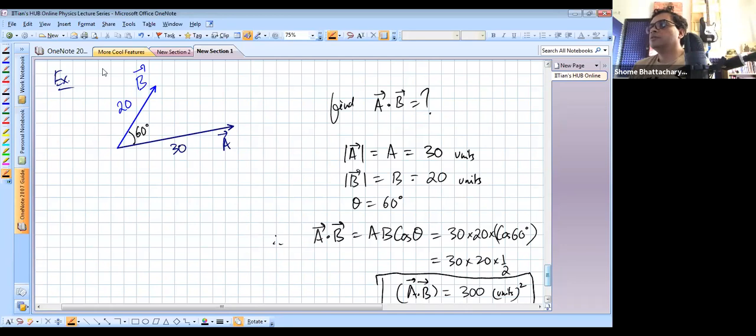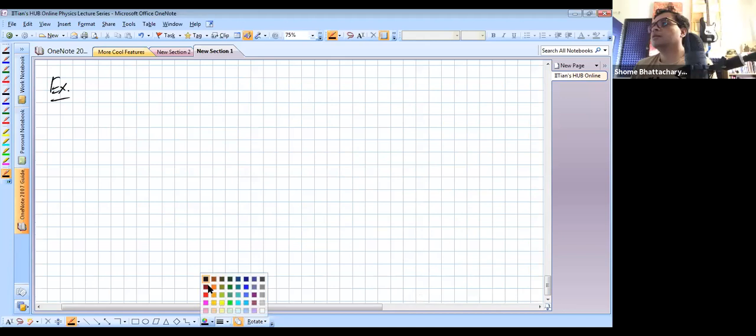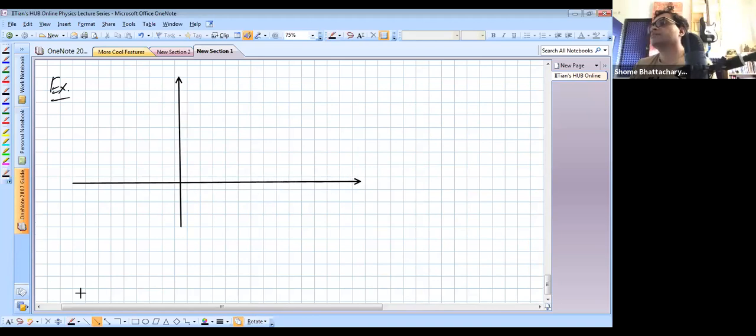So let us do a small operation now. A question with some more examples. So suppose now what I've done is I've taken vectors in an xy plane. So vector A is like this. So magnitude 50, and this angle is, let's say, 37 degrees. Vector B, let us say, is lying directly along the y-axis.